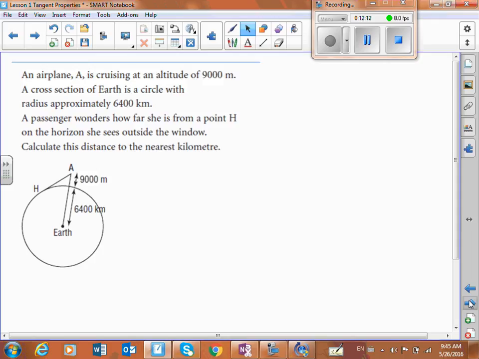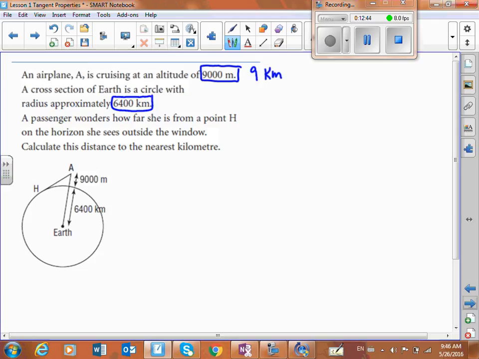Okay, a few things to point out when we're reading the problem. I hope you picked up the difference between 9,000 meters and 6,400 kilometers. We're using two different measurements and we can't do that. So I'm going to suggest we change 9,000 meters to 9 kilometers right off the start. Let's pay attention to our circle.